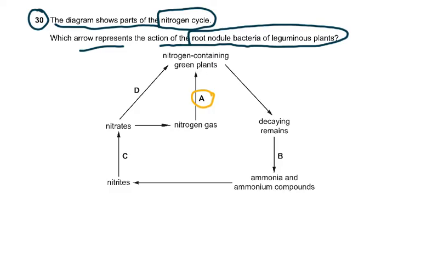So this was, of course, what you had to understand: which parts of the nitrogen cycle they were really examining. So this is putrefying bacteria, and then nitrites to nitrates is nitrification or nitrifying, and this is uptake by roots, D, because the nitrates are taken up and they convert into nitrogen containing green plants. So this is how you need to be understanding. You need to be very clear on the nitrogen cycle in order to do these questions.